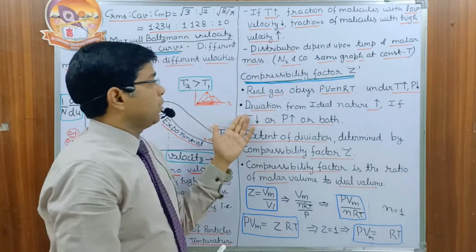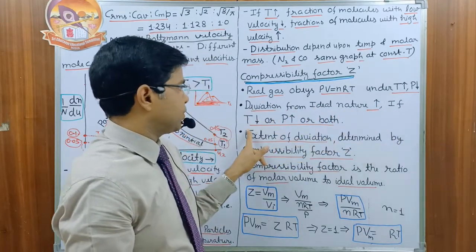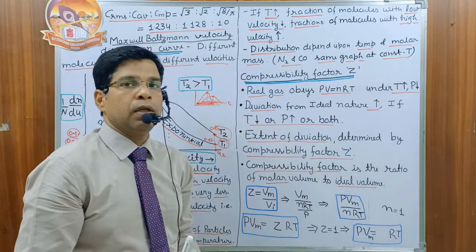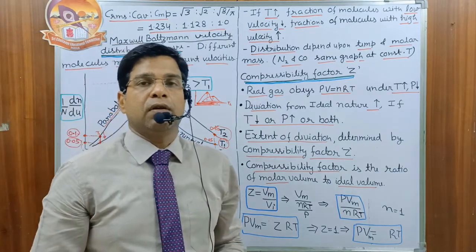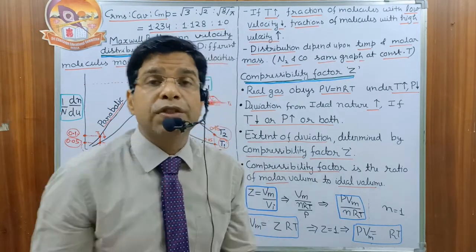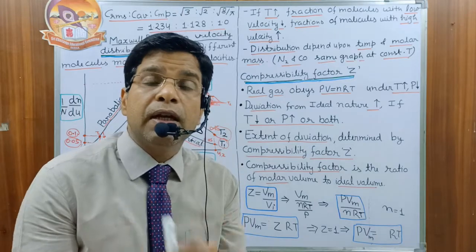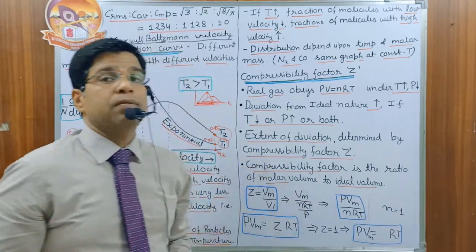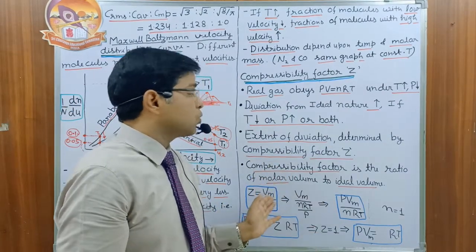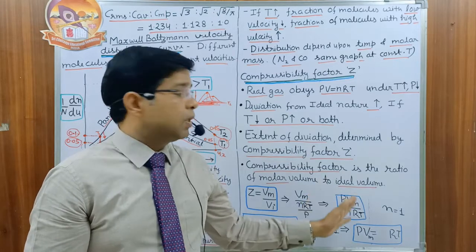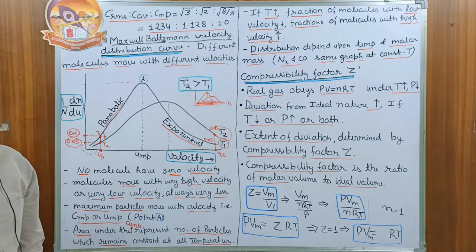Look, the deviation from the ideal behavior increases if temperature decreases or pressure increases or both. Then the extent of the deviation, how much the real gas deviates from the ideal gas behavior, is calculated in terms of the compressibility factor. What is the compressibility factor? The compressibility factor is the ratio of the molar volume of the gas to the ideal molar volume of the gas.